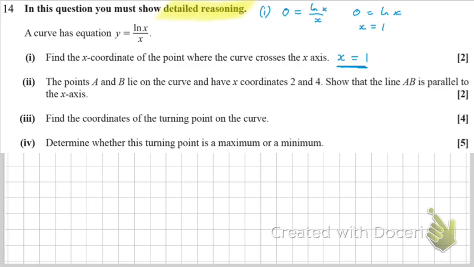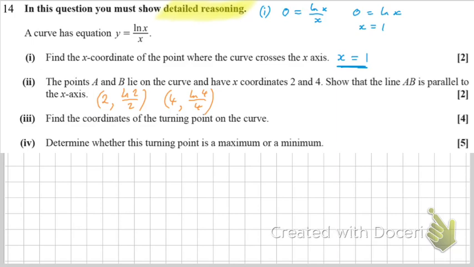Question 2. Points A and B lie on the curve and we're given the x coordinates. Show that AB is horizontal. In other words, show that for those two x coordinates we get the same y coordinate. Well, if you stick x in as 2, you get y is ln 2 over 2. And if you stick in x is 4, you get y is ln 4 over 4.